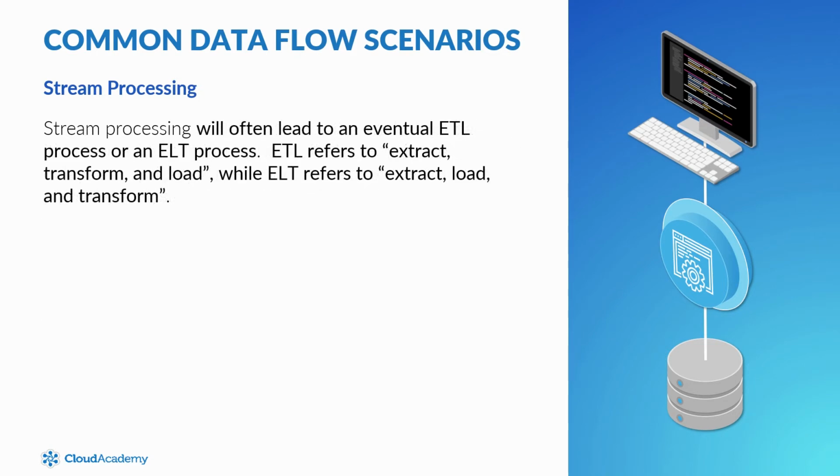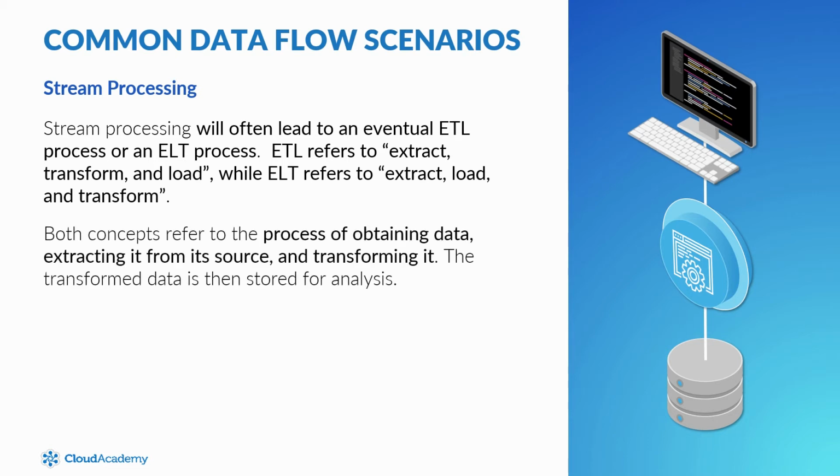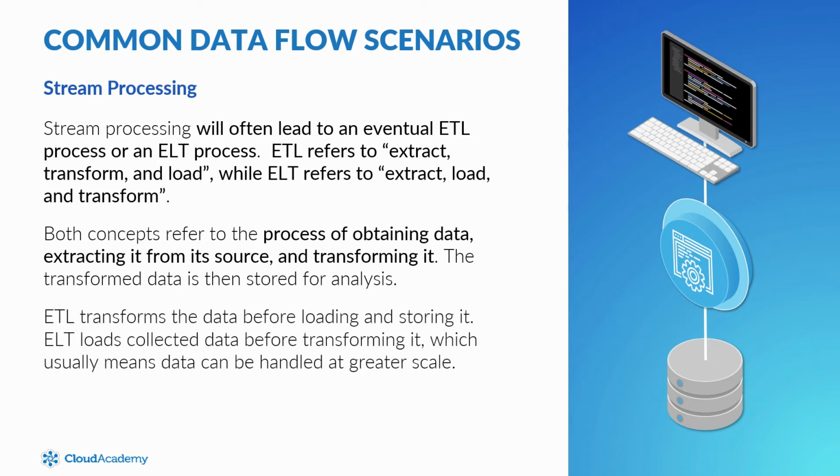Stream processing, or even batch processing for that matter, will often lead to an eventual ETL process or an ELT process. ETL refers to extract, transform, and load, while ELT refers to extract, load, and transform. Both concepts refer to the process of obtaining data, extracting it from its source, and then transforming it. The transformed data is then stored for analysis later. ETL transforms the data before loading and storing it. ELT loads collected data before transforming it, which usually means data can be handled at a greater scale.